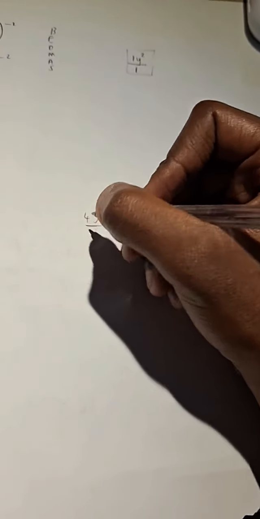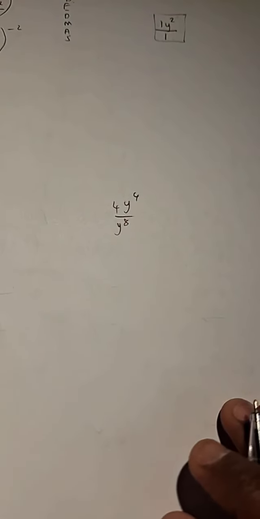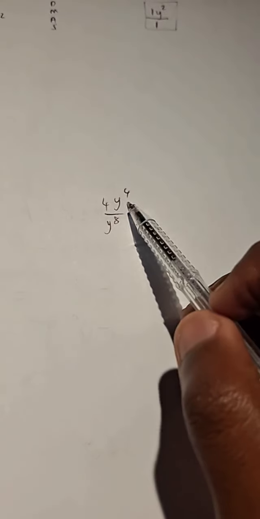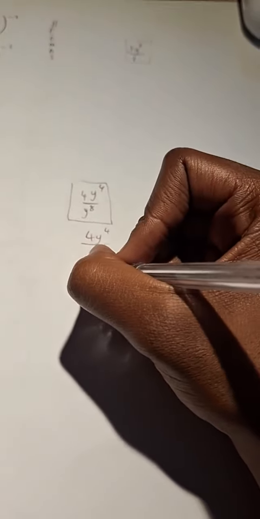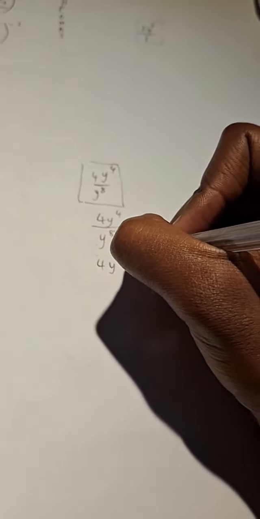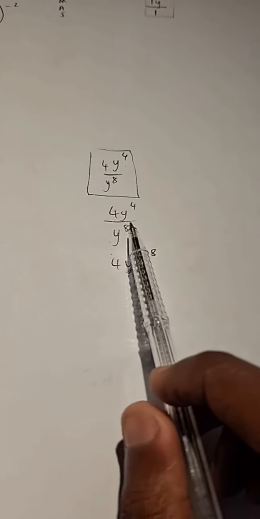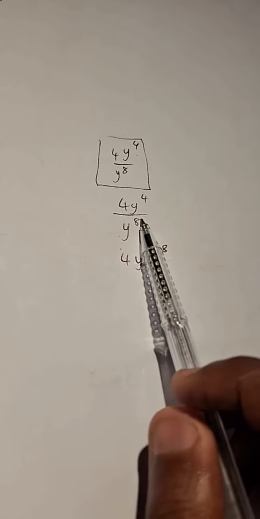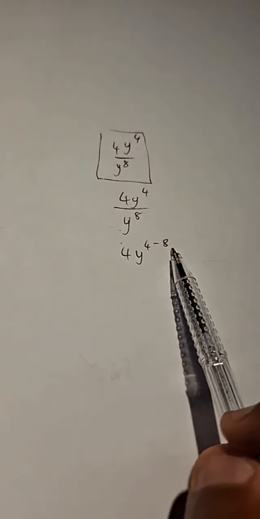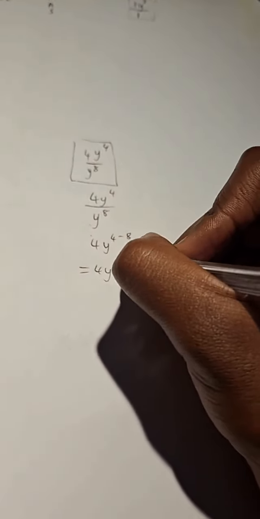What if y to the power 8 was at the bottom? Let's just think about this. Karen is asking, what if the y to the power 8 was at the bottom? Let's imagine the situation was 4y to the power 4 over y to the power 8. Then 4 divided by 1 is 4, and y to the power 4 minus 8. Bases divided that are the same mean we subtract the exponents. So we write the answer 4y to the power negative 4.